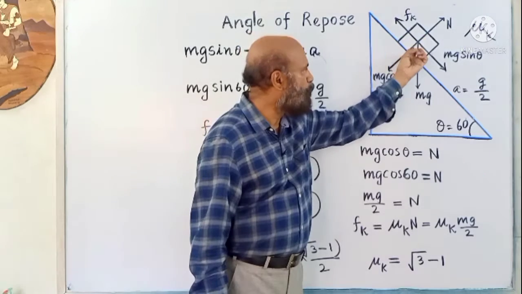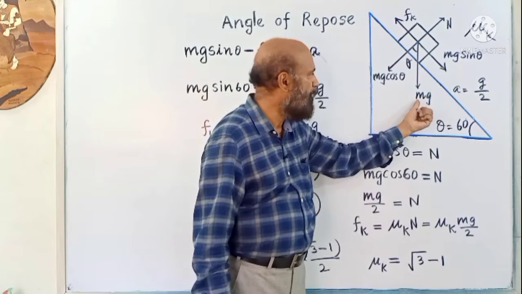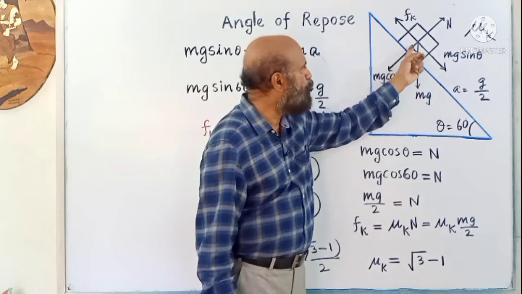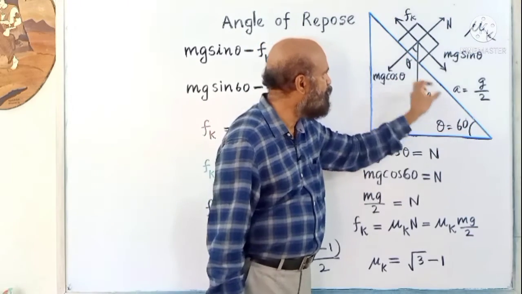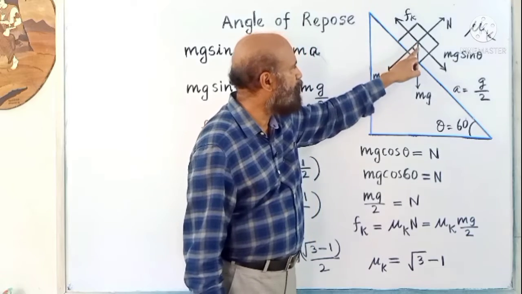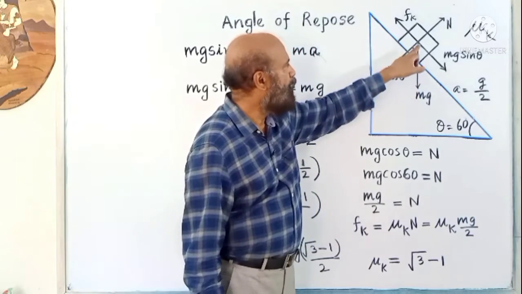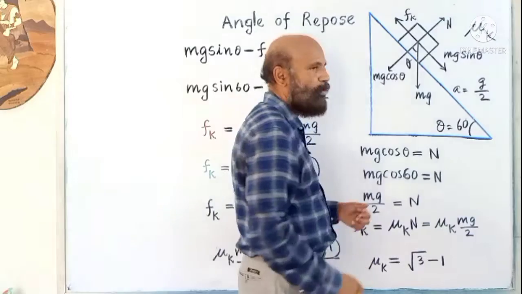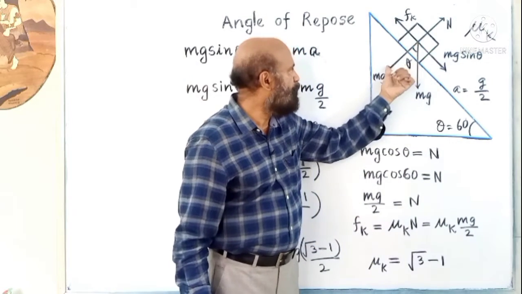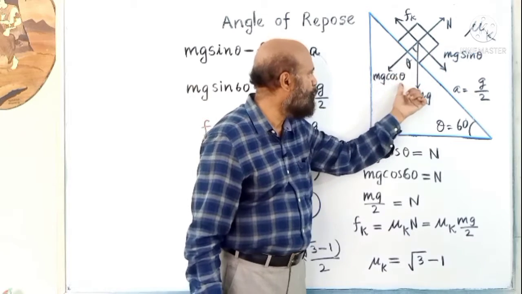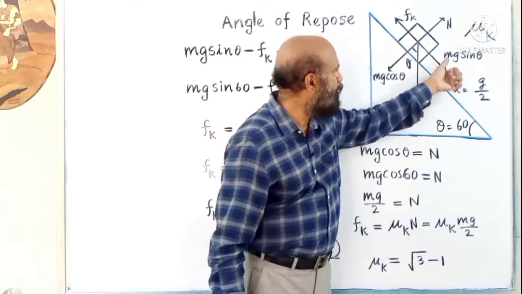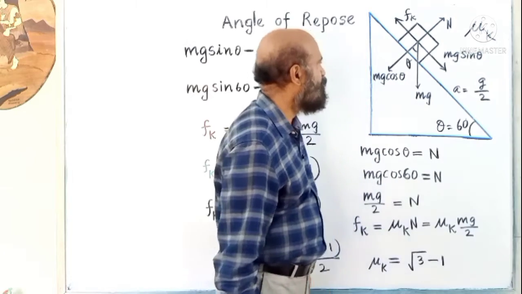So the gravitational force is acting in the downward direction, that is mg. It can be resolved into two components. This angle is theta, so this is also theta. Mg can be resolved into two components. This component is mg cos theta, since it is making theta here. Perpendicular to that, mg sin theta.